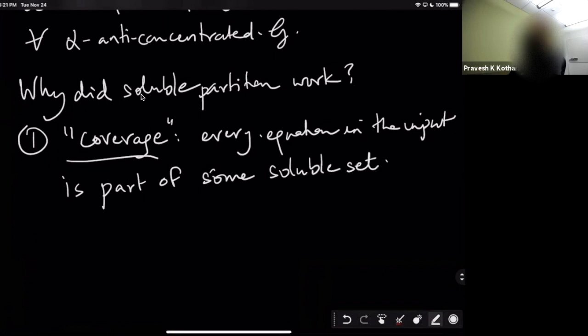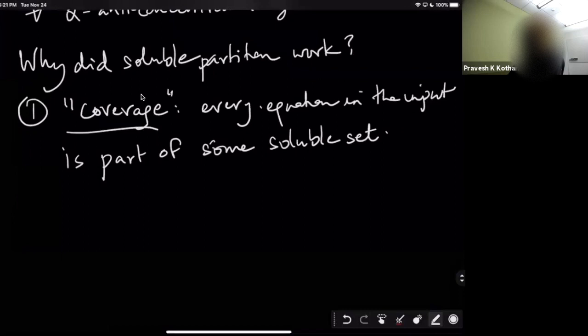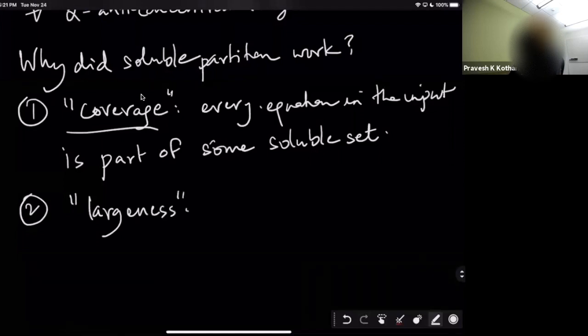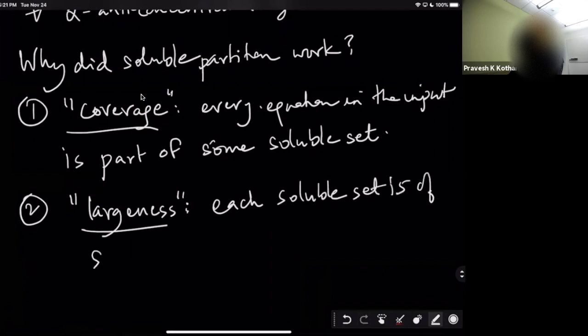Good. And now, this alone is, of course, not enough. If I give you very tiny soluble sets, then it won't really imply appreciable intersection with the good part. And so the other property we really used crucially was that each soluble set in my partition is large. Okay. So now we will try to keep these two properties and try to generalize a certificate so that it exists for all G's. Okay.